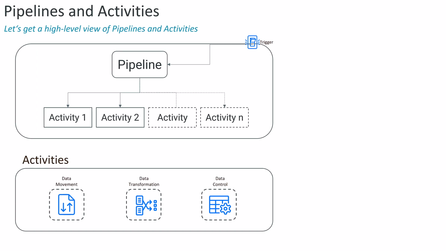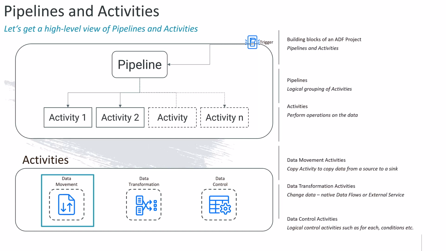There are three types of activities. Data movement activities. These are activities that copy data from a source to a sink. Data transformation activities. These are activities that change the data. For example, filtering data, aggregating data, or modifying the format of the data. Data control activities. These are activities that provide logical control. For example, doing specific actions based on a condition or performing an action a certain number of times.